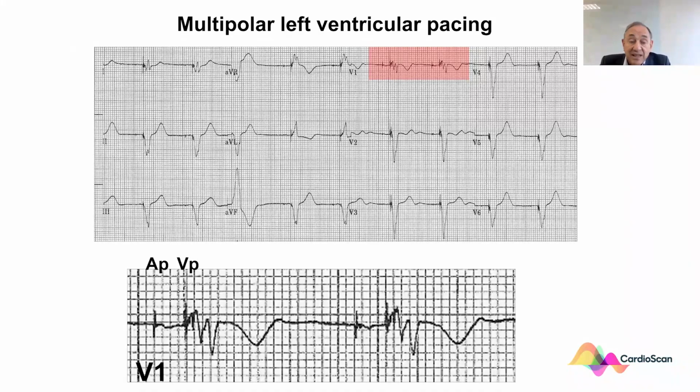So to the left, we can see atrial pacing and ventricular pacing. To the right now, we have a left ventricle spike. Because this is multipolar, we have another one. So there are a number of poles on the single left ventricular lead. And then we have right ventricle. And this is multipolar left ventricular pacing.